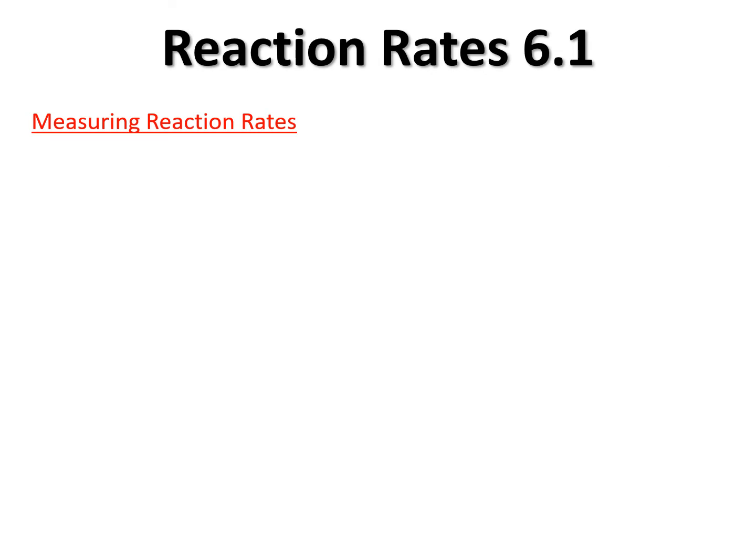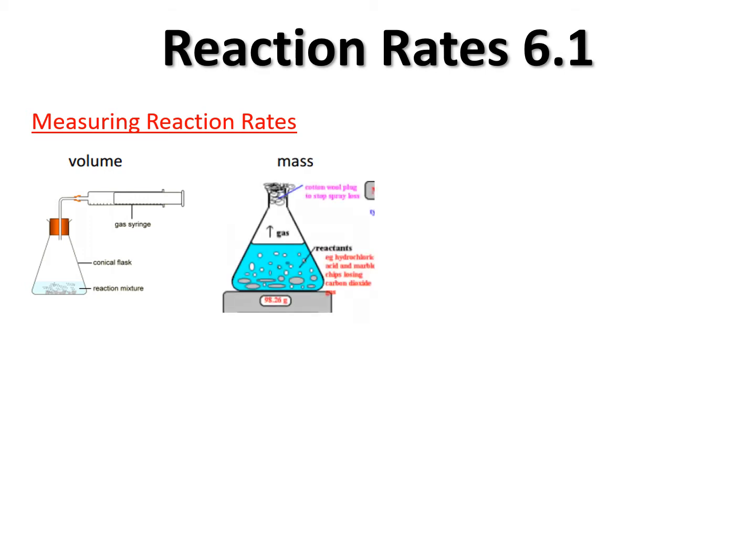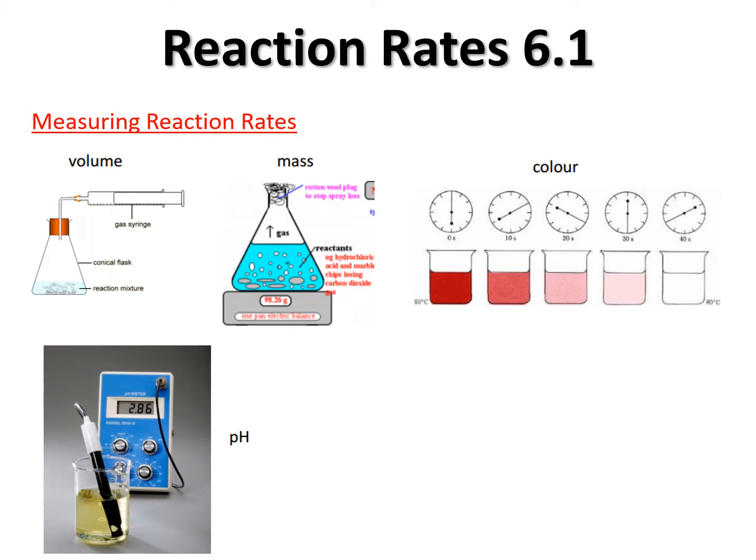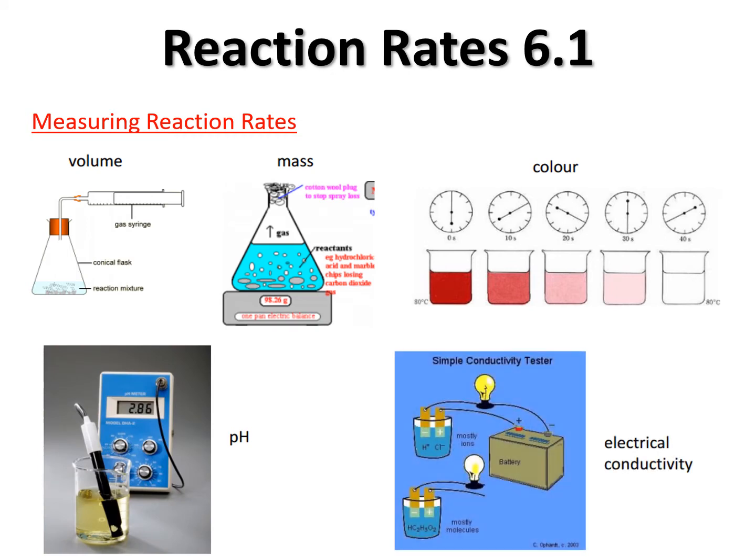So measuring reaction rates, there's many different ways that you can do this. You could do this using a syringe and calculating the volume. You could measure mass using the balance. You could do it with a measured color change over time. You could use a pH meter. You could even connect up an electrical conductivity device. These are all ways of measuring reaction rates.